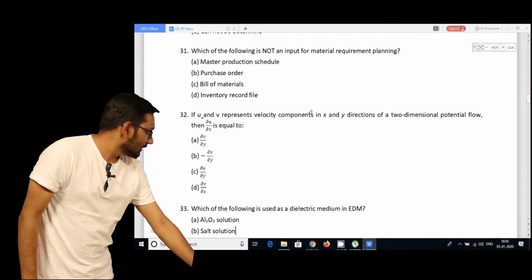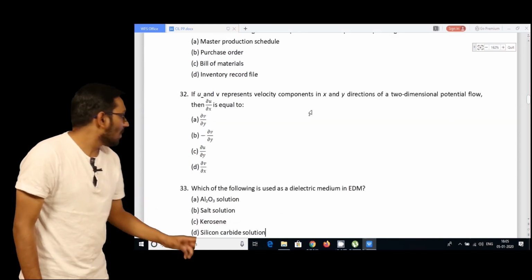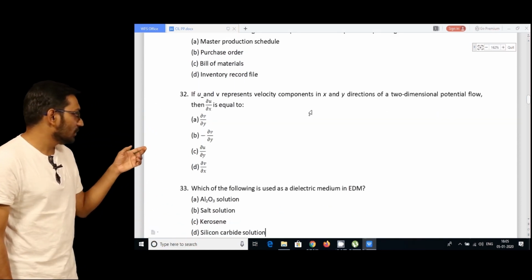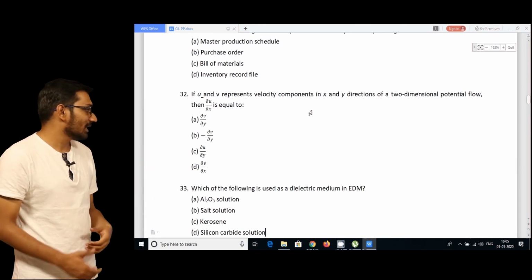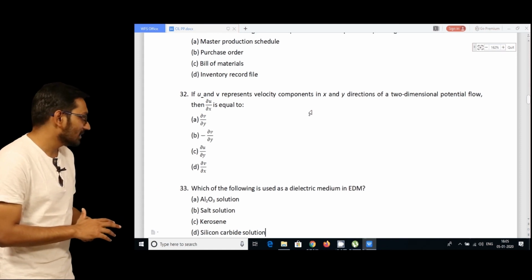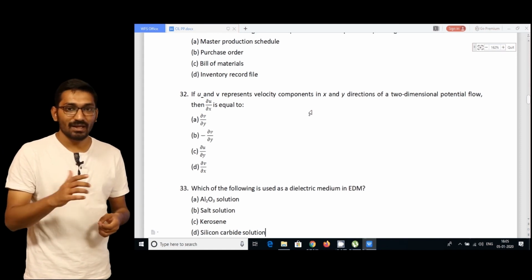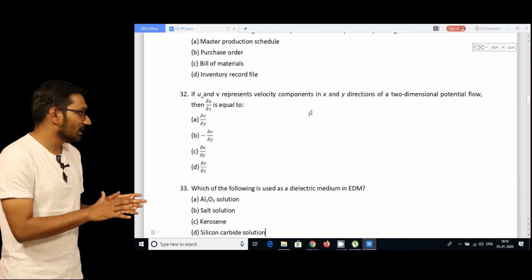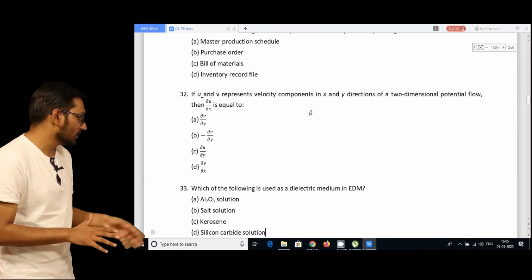See, this is saying that if U and V represent the velocity components in X and Y direction of a two-dimensional potential flow, then del U by del X is equal to minus del V by del Y, because this is a potential flow question.